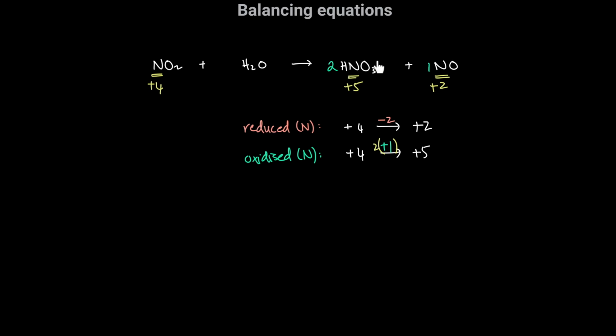Then we have 3 nitrogens on the right hand side, 2 plus 1, 3. We're going to have 3NO2. So now this equation is balanced. We have 2 hydrogens on both sides, and we have 3 times 2, 6 plus 1, 7 oxygens on the left, and we have 7 oxygens on the right, 2 times 3 plus 1. So this is how we can balance this equation.